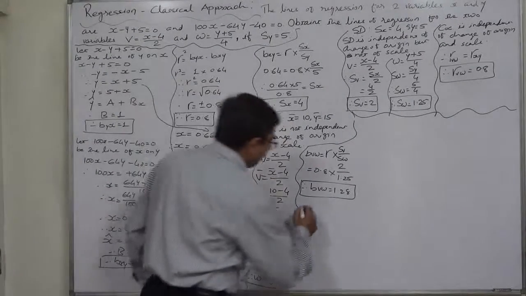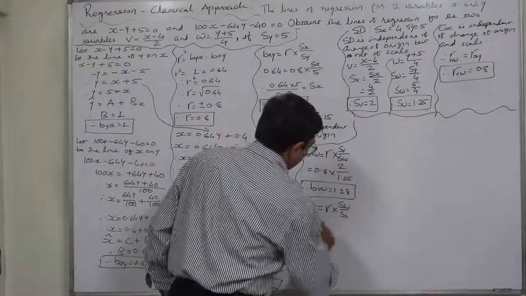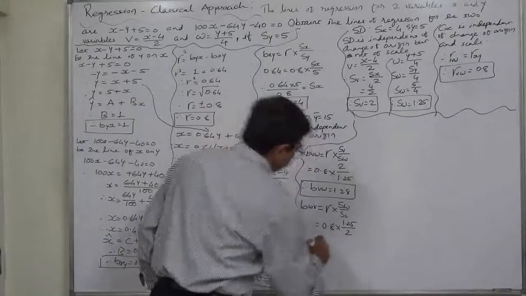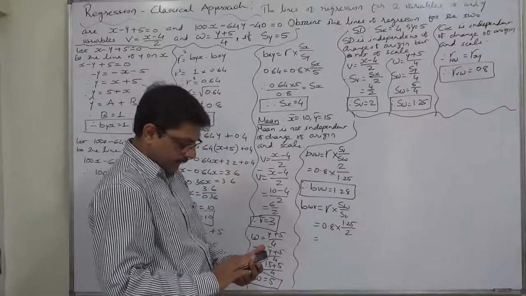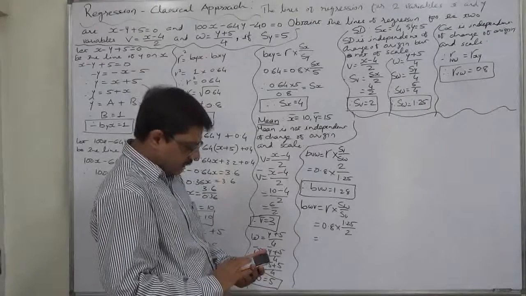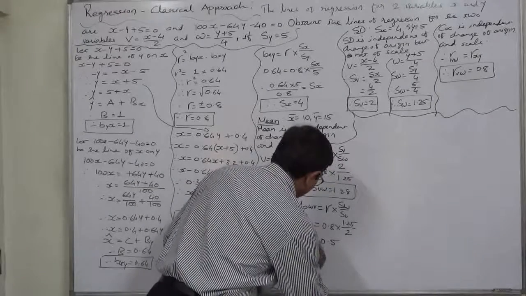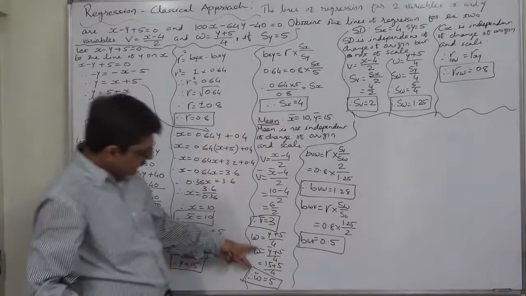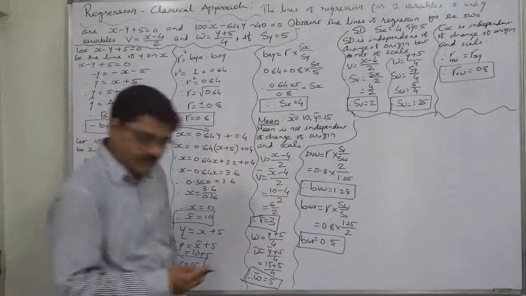Now it is the turn of BWV. This is coefficient of correlation into SW upon SV. Coefficient of correlation is 0.8 into 1.25 divided by 2. That comes to 0.5. BWV comes to 0.5. Now we have two means and two coefficients of regression. So we can find the lines of regression.